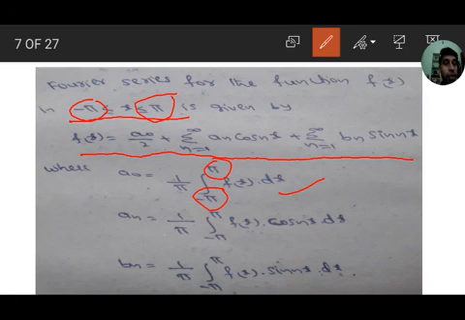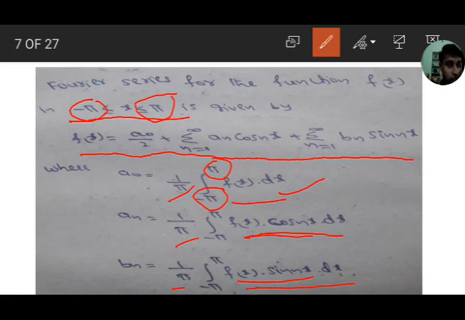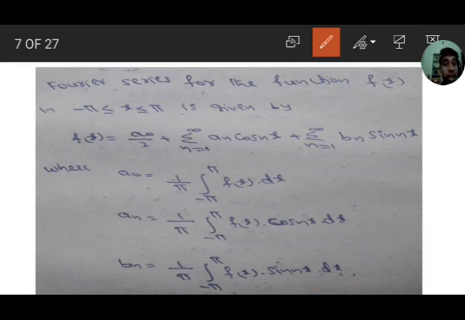a n equal to 1 by pi integration minus pi to pi f of x into cos nx dx. b n equal to 1 by pi into integration minus pi to pi f of x into sin nx dx. This one is same, this one is same, 1 by pi is also same, only the limits will change. If 0 to 2 pi, the limits will be 0 to 2 pi. If it is c to c plus 2 pi, the limits will change accordingly. The remaining a naught, a n, b n are the same.